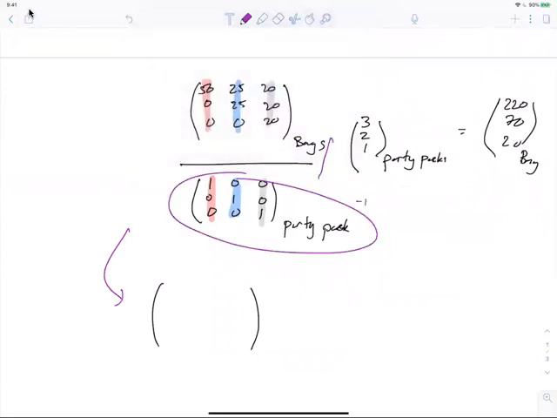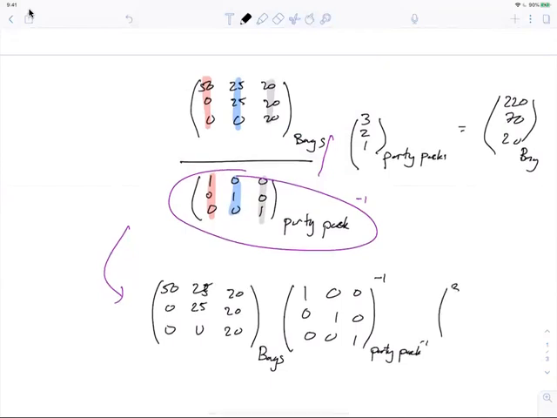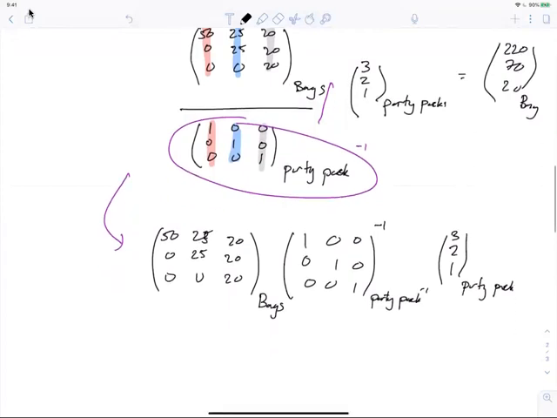So instead of this, we're going to take 50, 0, 0, 25, 25, 0, and 20, 20, 20. And that's measured in bags. This one right here happens to be the identity. That's going to happen a lot, actually. But it's the inverse of the identity. And the unit here is now party packs inverse, which is just 1 over party packs. And we're going to multiply this by 3, 2, 1 party packs.